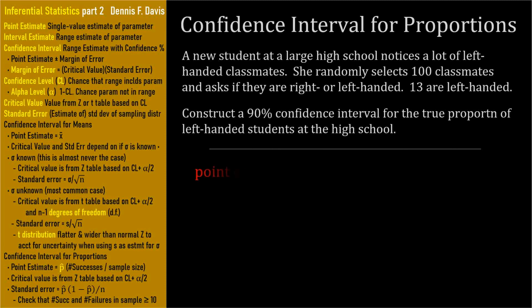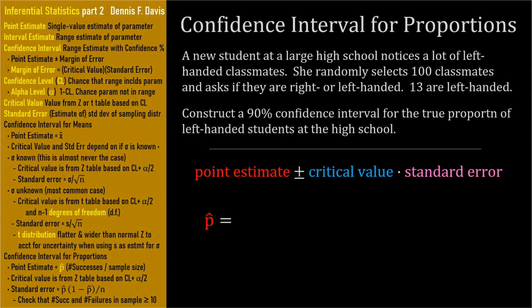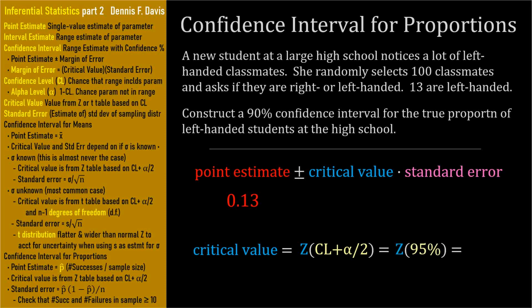Here's the confidence interval formula. P hat, the sample proportion, is our point estimate. 13 divided by 100, since a left-handed student is counted as a success, so 0.13. For the critical value, we can use a z-score from a normal table. The probability we look up is the given confidence level plus alpha over 2, which is 90% in the middle plus one tail of 5%. So the z-score corresponds to 95%, which is 1.645.